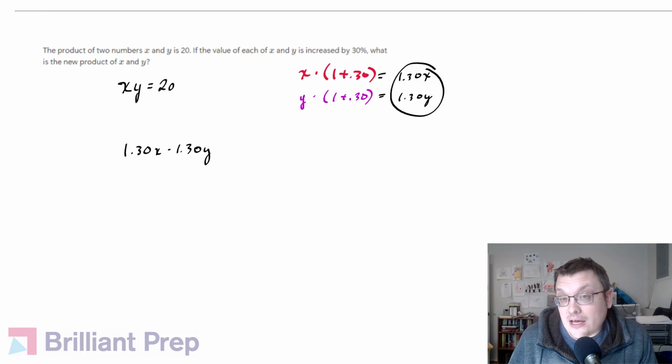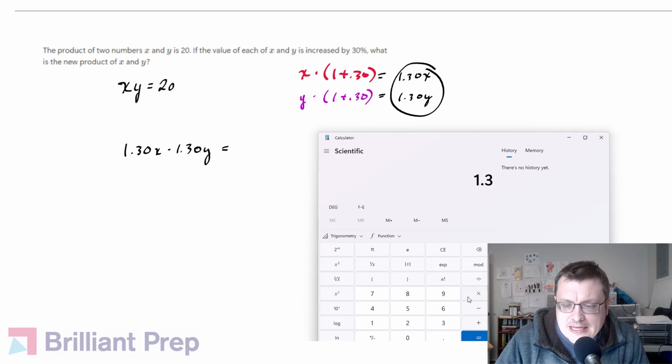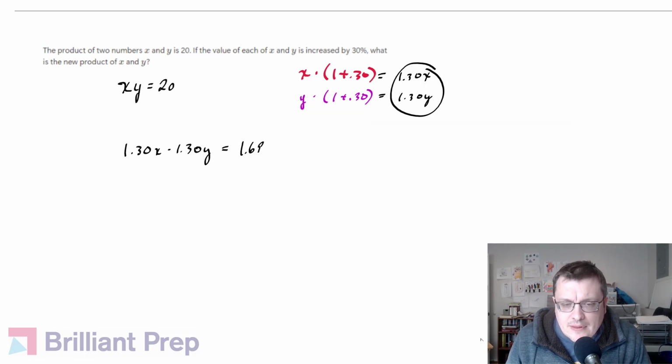Now we might say, oh, how am I supposed to get this if I don't know x and y? We'll talk more about that in a minute. But for now, if I just do a quick rearrangement here, if I go ahead and do 1.3 times 1.3, I get 1.69. And then x and y, 1.69xy.